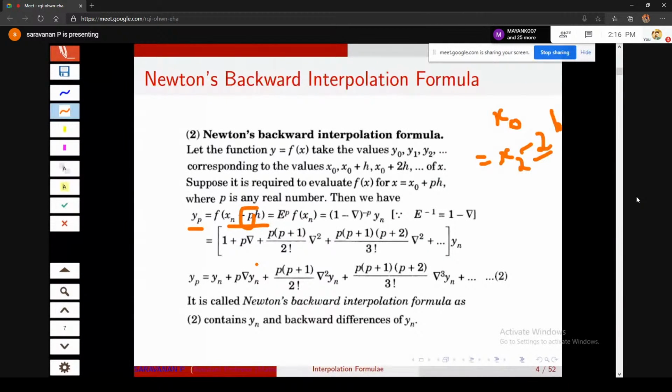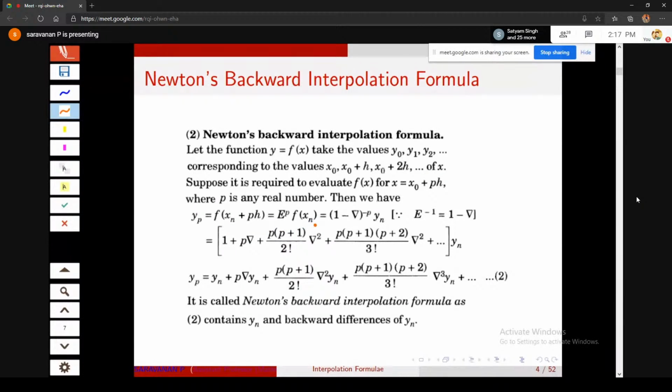In the case of forward interpolation formula, we write any yp in terms of the initial value x0. But in the case of backward interpolation formula, we write yp in terms of the final value xn. So your p will be negative if it lies on this side. And xn plus ph we can write as E power p of xn. E power p of xn is shifting by p places. If p is positive, you will get the right side. If p is negative, you will get the left side.